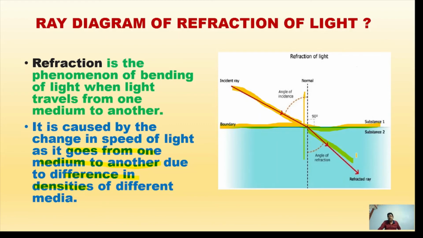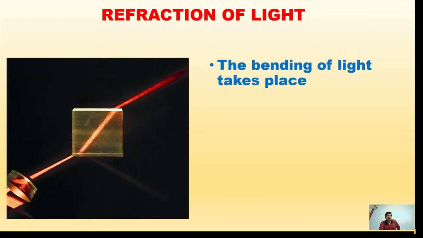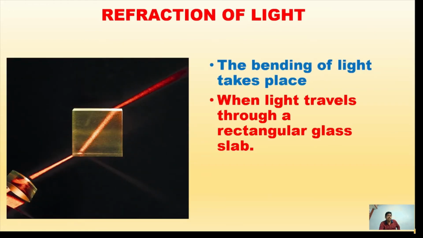Okay, understand? So when the light travels from optically rare medium to optically denser medium, there is a bending of light. Light undergoes bending, changes direction, and this change in the direction of light is known as refraction of light. You see here, when the light travels through a rectangular glass tube, light also undergoes bending.